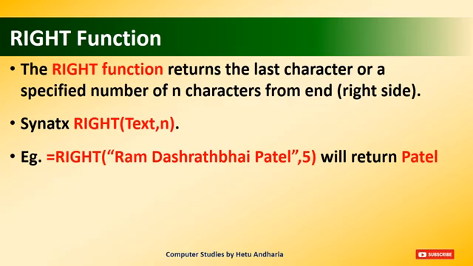Opposite to that of LEFT is RIGHT. It does the same thing. The RIGHT function returns a specified number n of characters from the end, that is from the right hand side. The syntax is the same, is equal to RIGHT into bracket text comma n. Example: is equal to RIGHT Ram Dasrath Bhai Patel comma 5. So Patel, the surname, is on the right hand side, so it will return Patel.